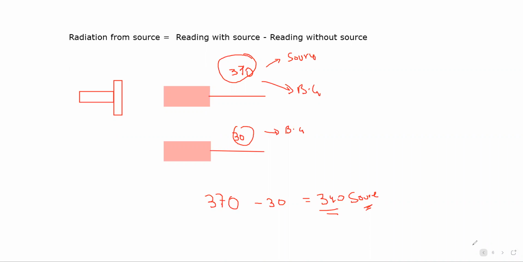A detector such as a GM tube can detect those radiations, which are from the surroundings. We call them background radiation, and the reading which we get from this is known as the background counts.